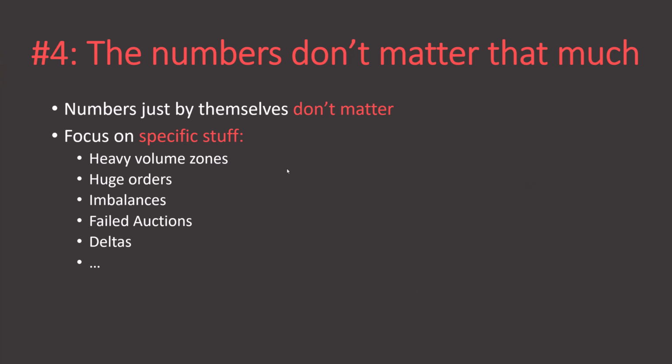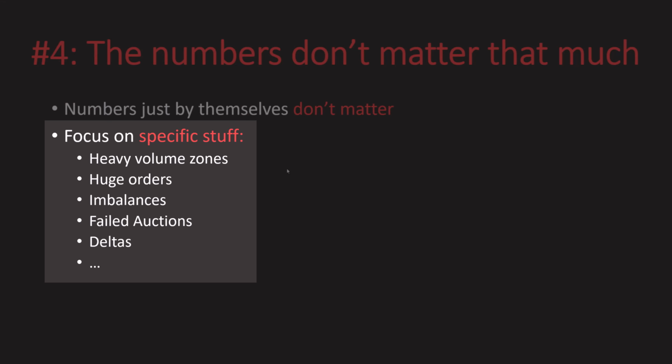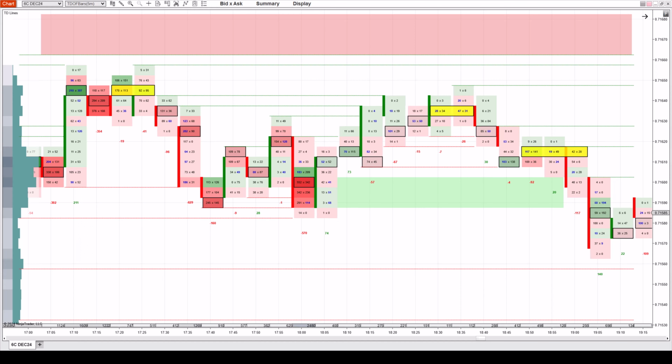Instead, I recommend focusing on specific stuff which is hidden in all that noise, in all those numbers. The specific stuff you want to look for are, for example, heavy volume zones, huge orders, imbalances, failed auctions, deltas, and more. Let me show you. So what you see before you is a footprint chart of the Canadian dollar futures. It is a 5-minute chart, and in here, as you can see, there are a lot of numbers. But to me, as a trader, I'm not really interested in all the numbers. I'm interested in just a couple of things.